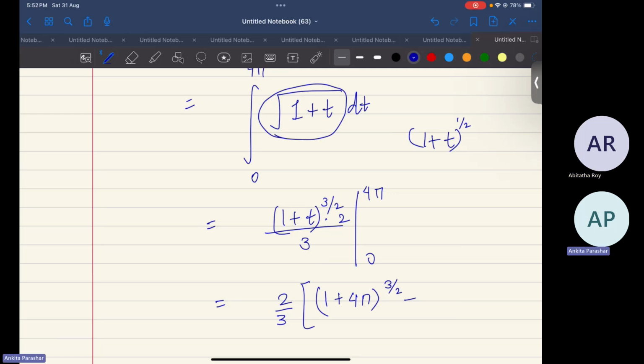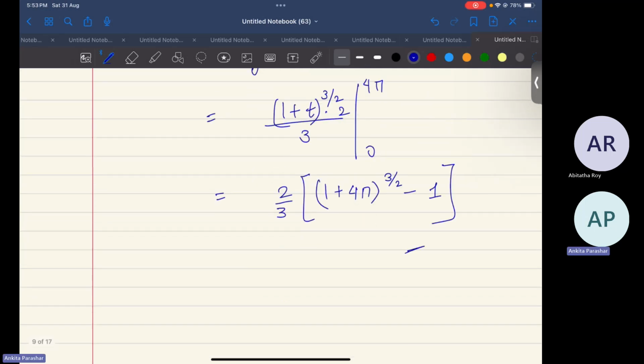So here we just put the limits, 1 plus 4 pi power 3 by 2. And of course, if I put t to be 0, it will be just 1. So here we'll not simplify, we'll remain with this, and then this is the final answer. So we got the length of the wire.